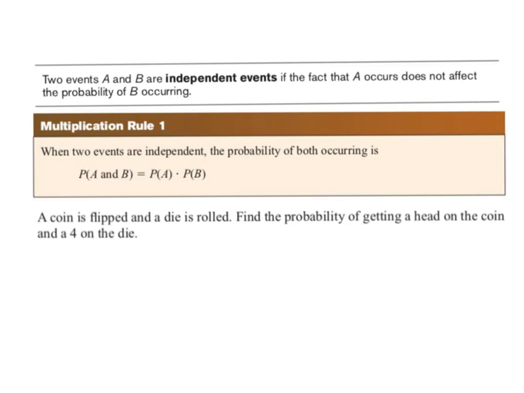So go ahead and find the probability based off of that happening. What is the probability of getting a head on the coin? 1/2, right? 1 out of 2. What's the probability of getting a 4 on a die? 1/6, because there's one way to get it. Okay? So what you should have had, 1/2 times 1/6.